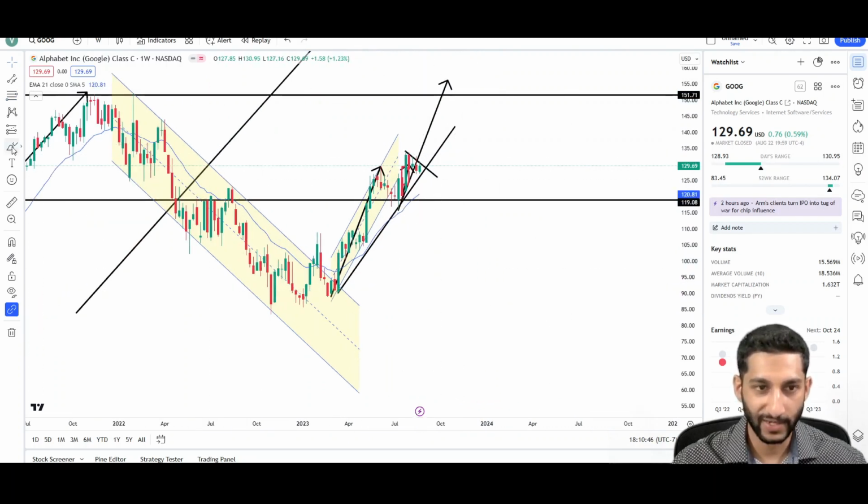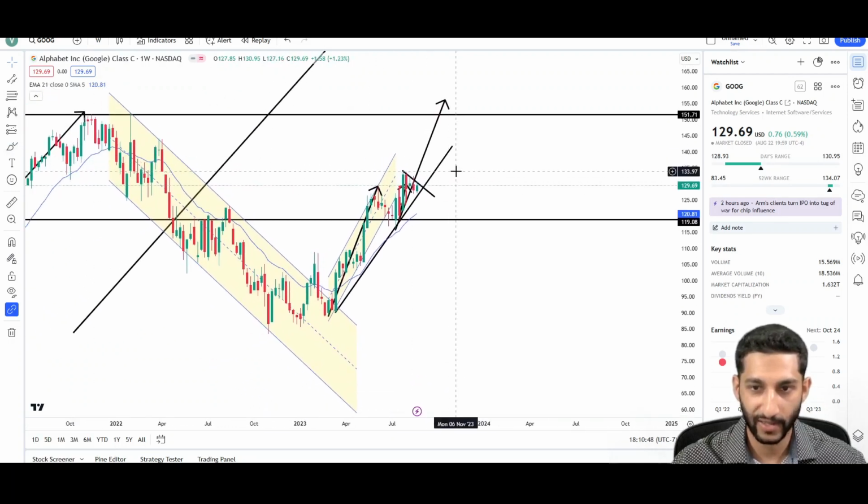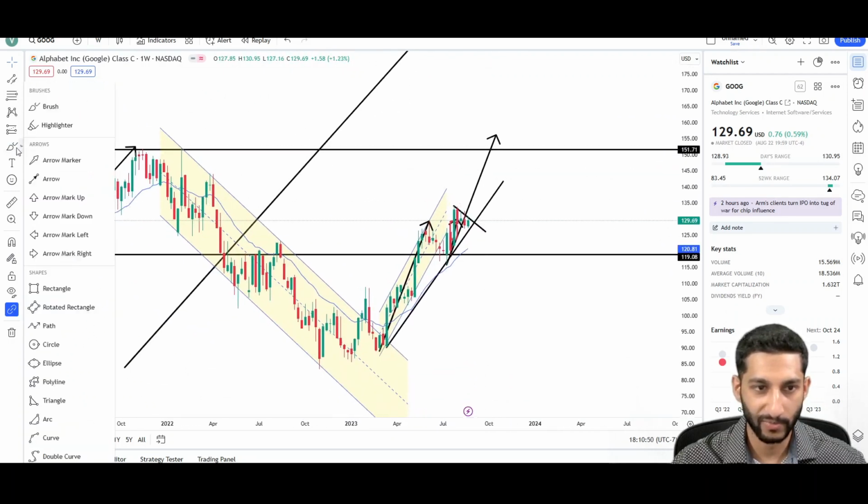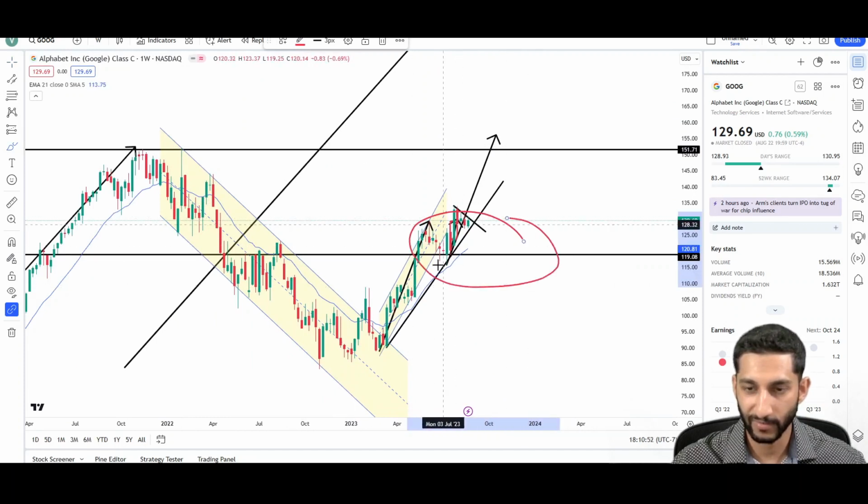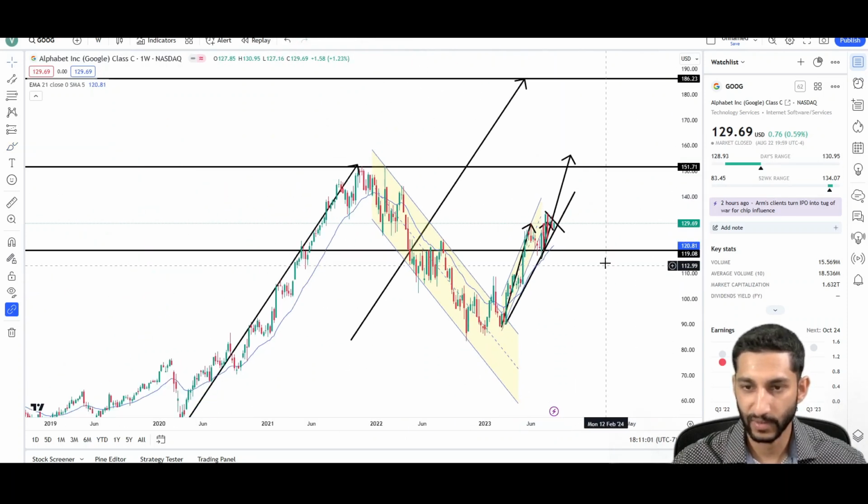However, if we start finding support over here and it doesn't look like Google wants to go lower, let me go and press the arrow. Yeah, if we start finding support here, it doesn't look like Google wants to go lower, then obviously we don't have to worry about the downtrend. So it's just something to bring up, and that's all I have for Google on the daily and weekly charts.